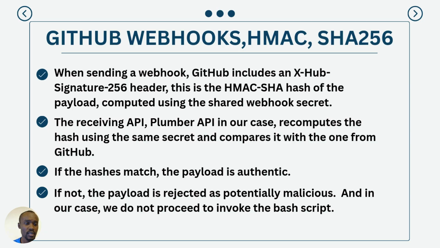So what happens is, when sending a webhook, GitHub includes an X-Hub-Signature-256 header. This is the HMAC SHA-256 hash of the payload, computed using the shared webhook secret. The receiving API, Plumber API in our case, recomputes the hash using the same secret and compares it with the one from GitHub. If the hashes match, the payload is authentic. If not, the payload is rejected as potentially malicious, and in our case, we do not proceed to invoke the bash script.